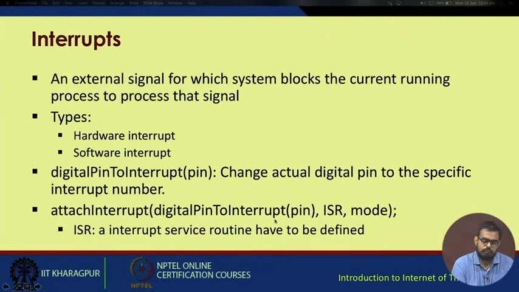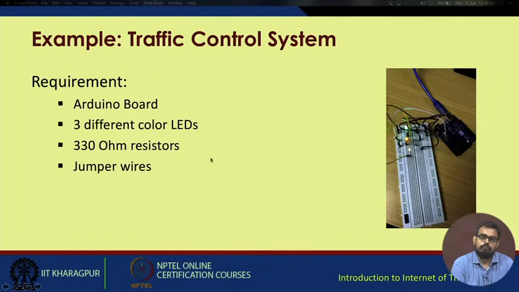So these are some of the more complicated functions. We'll not focus on these interrupts and other complications. We'll just try to keep it as easy as possible. Within this lecture we'll try to implement a basic rudimentary traffic control system. So we need an Arduino board, 3 different LEDs, some resistors, maybe 220 ohm or 330 ohm, and a few connecting jumper wires to connect the various components on the breadboard.